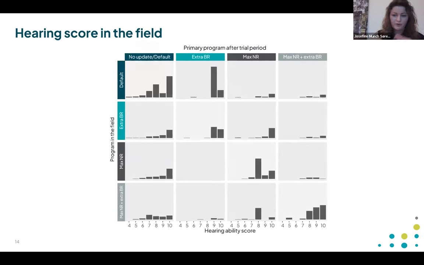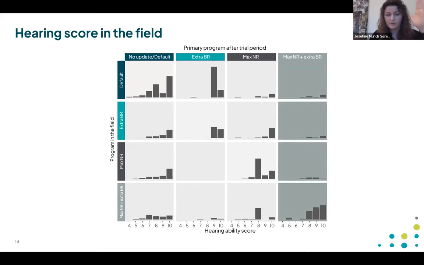So now if we further divide these hearing scores by the program that people chose to update to after this trial period, we get this split. So again, the rows represent what program people are evaluating out in the field. And each column represents the program that people choose to update their primary program to after this trial period. So just to give an example here, if we look at the rightmost column, we can see how the people who updated to the program that had maximum noise reduction and extra brightness are rating each of the programs out in the world. But it's not really easy to get a feeling of the data this way.